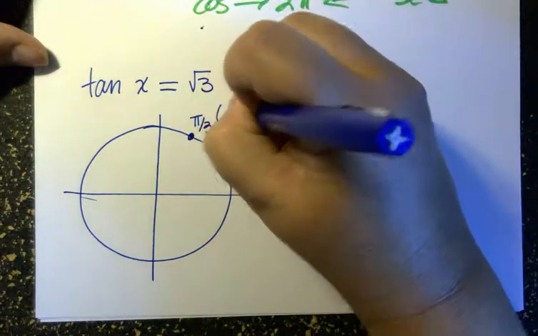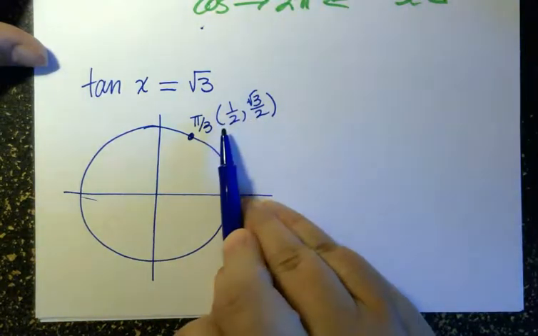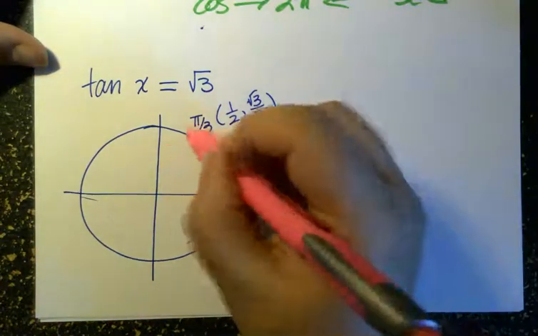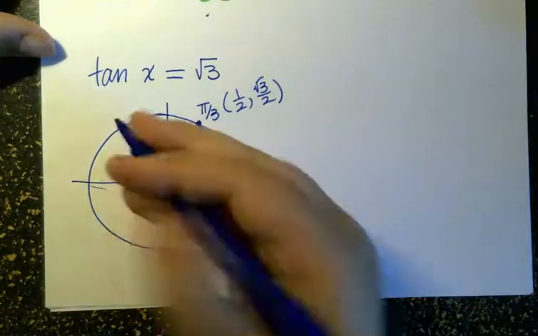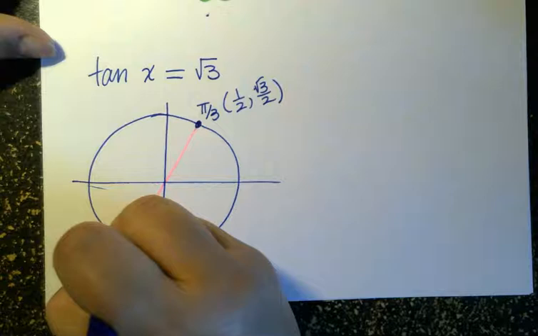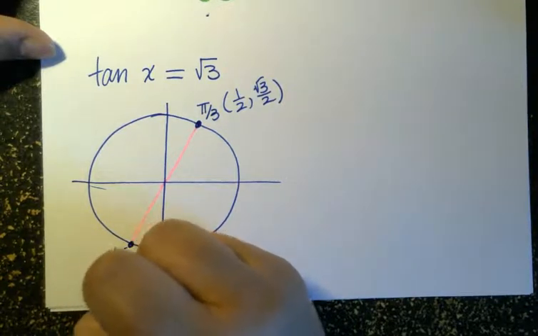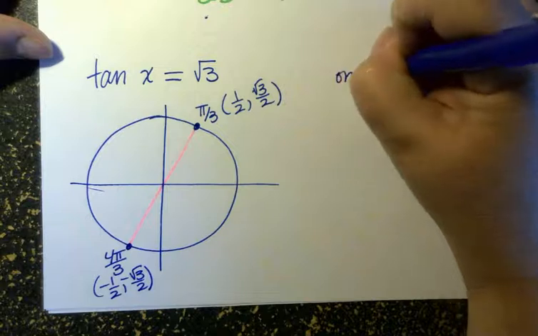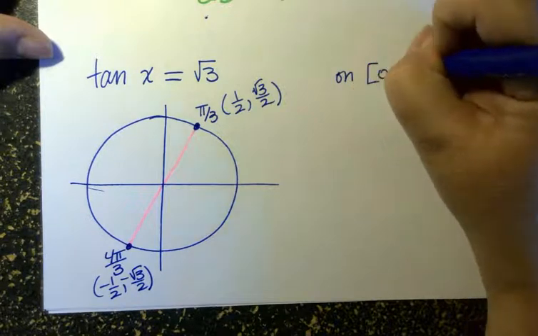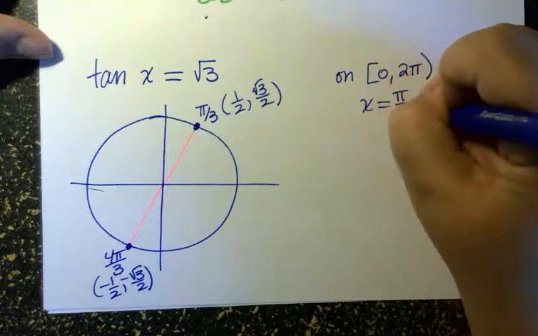Because the coordinates here are 1/2, root 3 over 2, and remember tan is the same as the sine over the cosine. Or the other place the tan is positive root 3 is right down here at 4 pi over 3. This is negative 1/2, negative root 3 over 2, which would also give me sine over cosine would give me root 3. So again, if I was being asked to solve it on the interval 0 to 2 pi, my answer would just be these two angles.